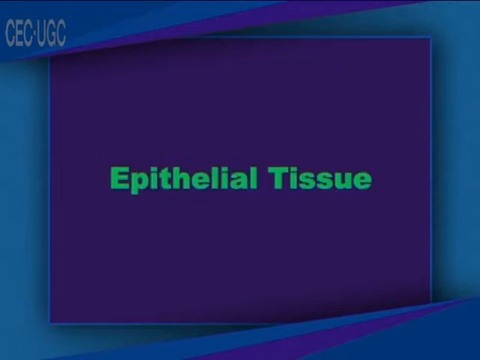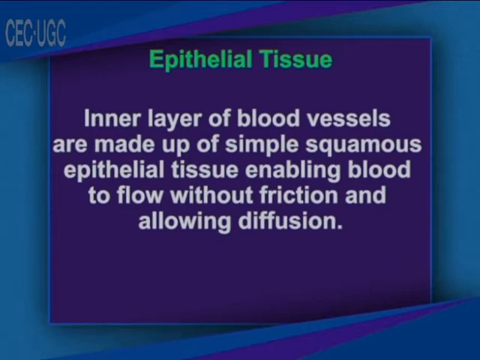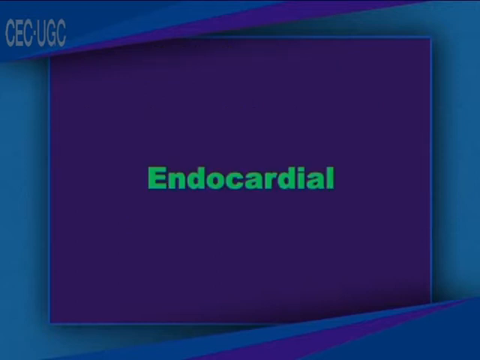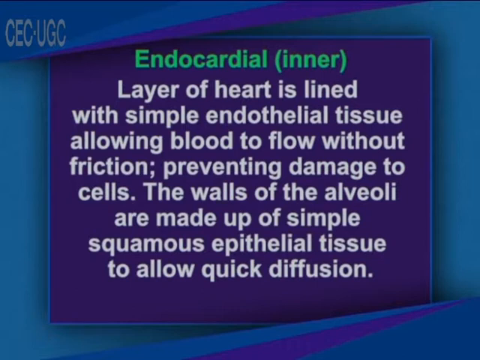Epithelial tissue. The inner layer of blood vessels is made up of simple squamous epithelial tissue, enabling blood to flow without friction and allowing diffusion. The endocardial layer of the heart is lined with simple endothelial tissue, allowing blood to flow without friction, preventing damage to cells. The walls of the alveoli are made up of simple squamous epithelial tissue to allow quick diffusion.